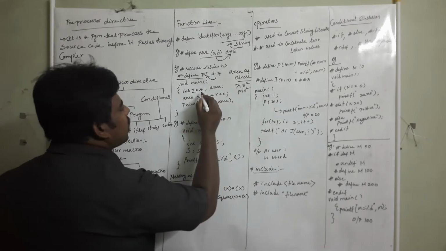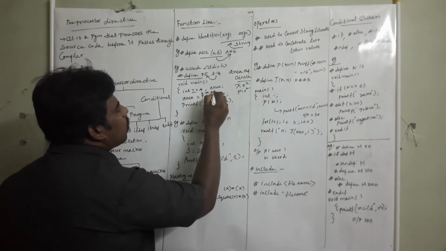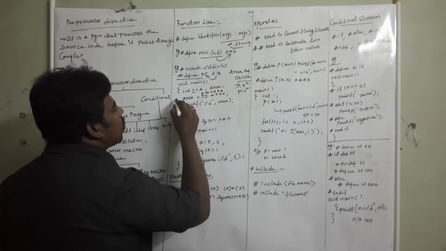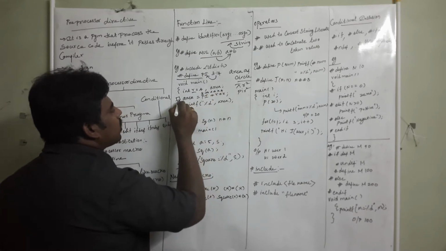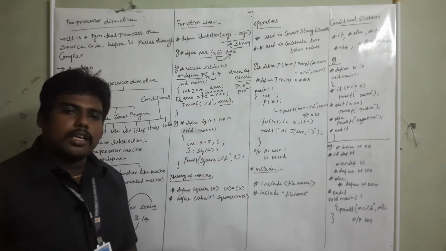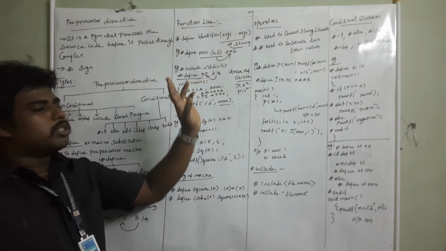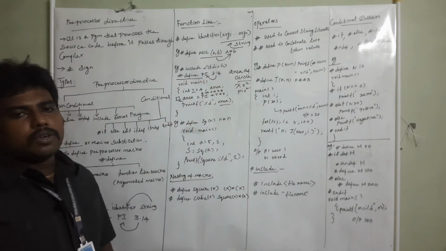So the meaning is 3.14 into 4 into 4. One value you will get, right? It will be stored in the area. Next line I am printing the area. So what are the places pi is coming? It is substituted by the value 3.14.